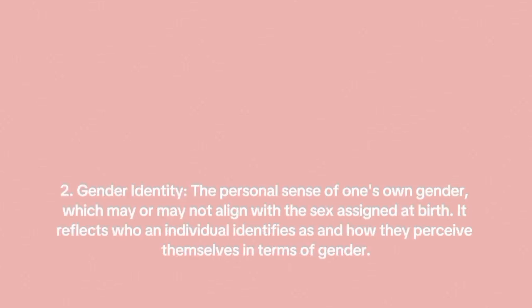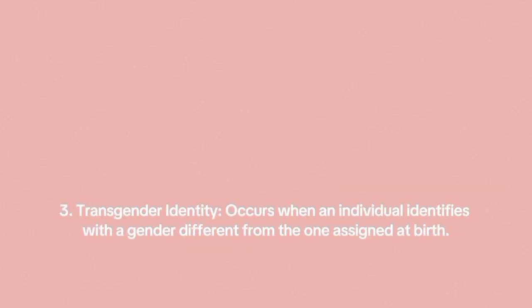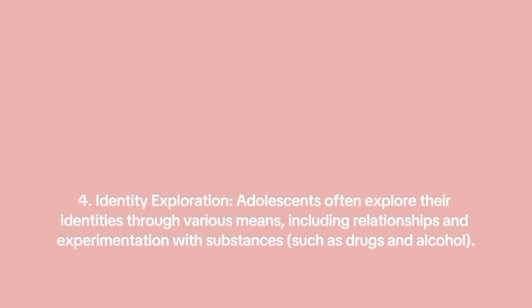2. Gender identity. The personal sense of one's own gender, which may or may not align with the sex assigned at birth. It reflects who an individual identifies as and how they perceive themselves in terms of gender. 3. Transgender identity occurs when an individual identifies with a gender different from the one assigned at birth. 4. Identity exploration. Adolescents often explore their identities through various means, including relationships and experimentation with substances such as drugs and alcohol.